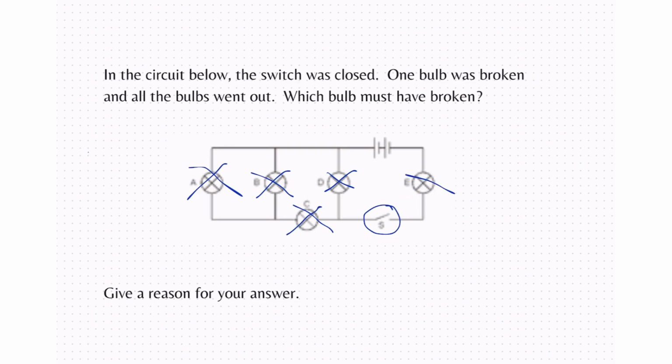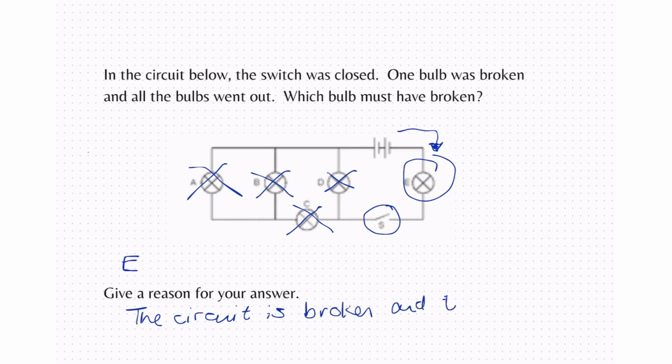And for that to happen, it's this bulb, because there would then be a break in the circuit and the current gets stopped here. It doesn't even get as far as the switch. So your answer will be E, and then the reason for your answer is that the circuit is broken and there is no pathway for the current to flow through to the other bulbs. So no pathway for current to flow to the other bulbs.